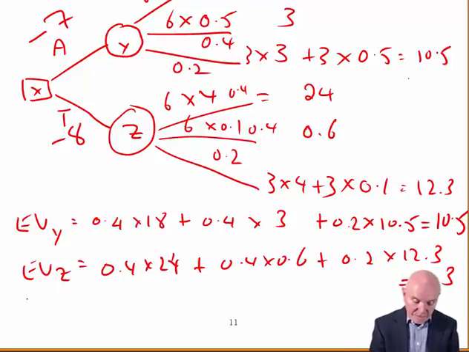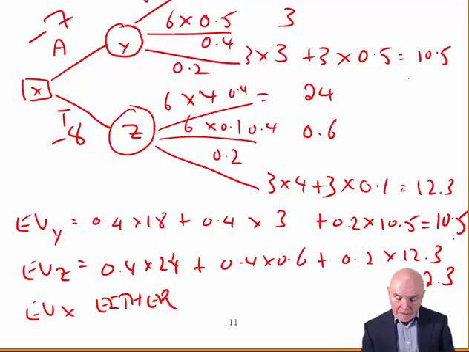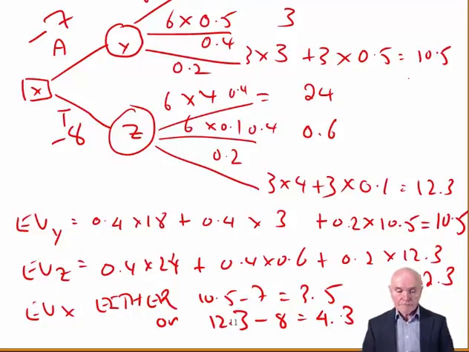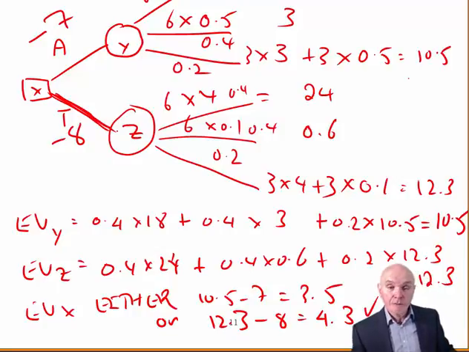So, at x, the expected value at x is either $10.5 less the cost of 7, or 12.3 minus 8, 4.3. And therefore, based on this here, we should go for the second one. We should be going down here, making this decision here, and going for topaz.